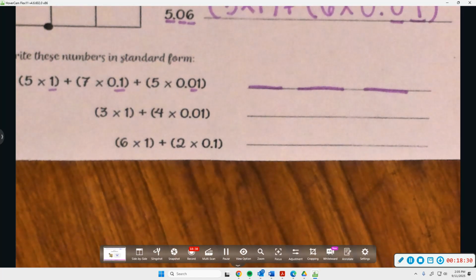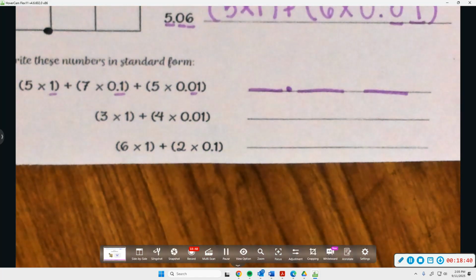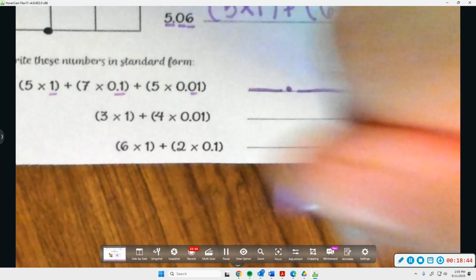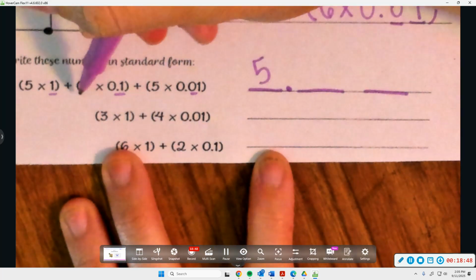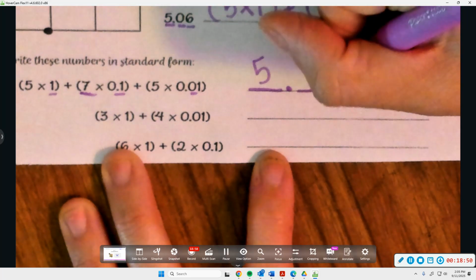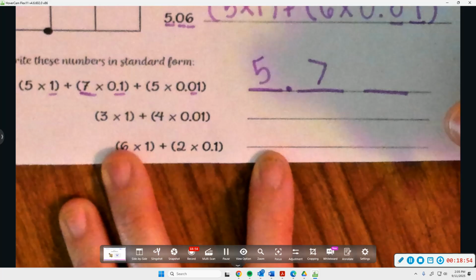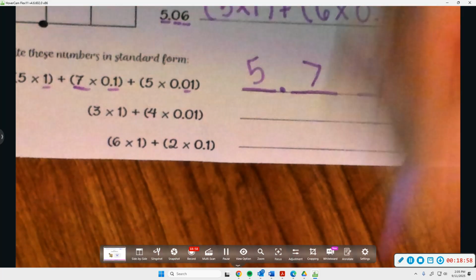Now, where am I going to put the decimal? Say that again. So right here? Okay. So then what's going to go in my 1's place? Everybody. 5. What's going to go in the 10ths place? 7. And then what's going to go into the 100ths? Okay, good job.